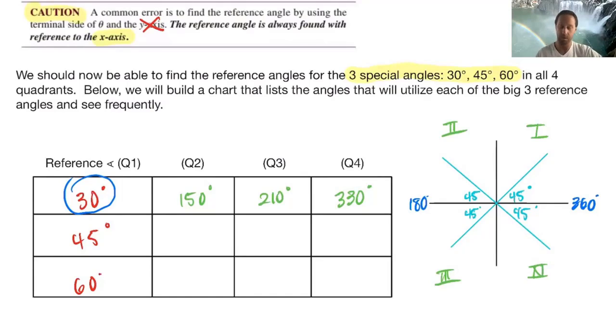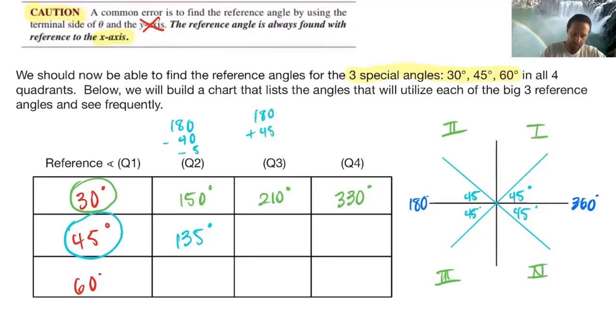So obviously, we are starting with the 45 degree, and therefore I would have to go 180 for quadrant 2, less 40, and then less 5. And I say it like that because I can do that in my head. 180 less 40 is 140, less 5 more, 135 degrees. Quadrant 3, we'll go 180 plus 45, which, 180 plus 40 is 220, plus 5 more, 225.